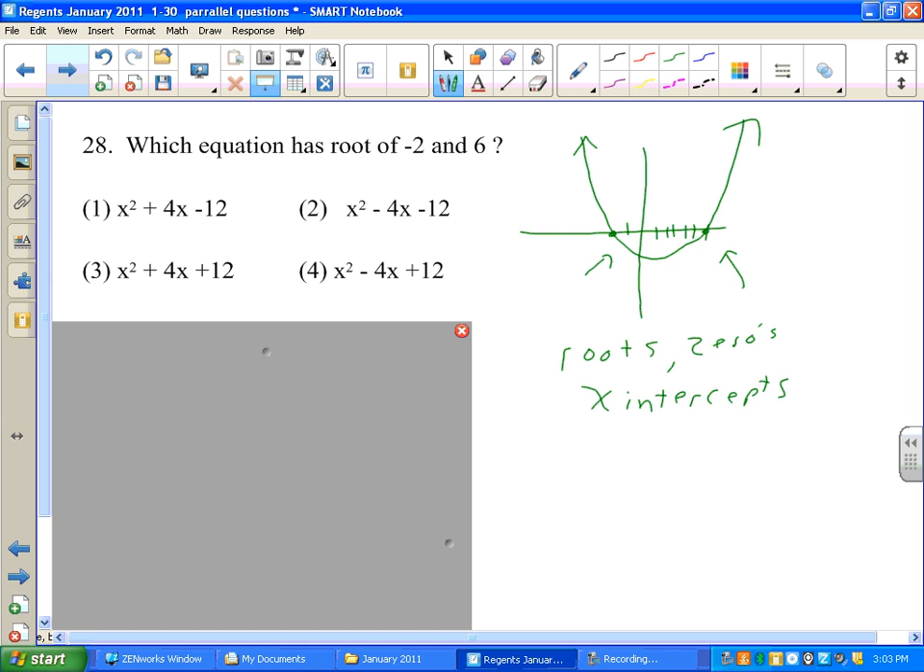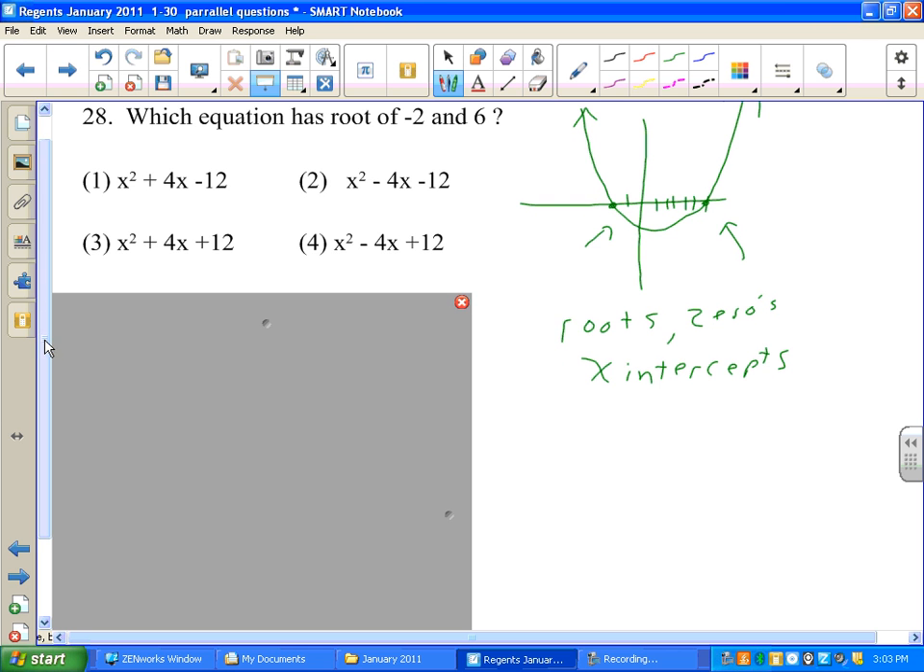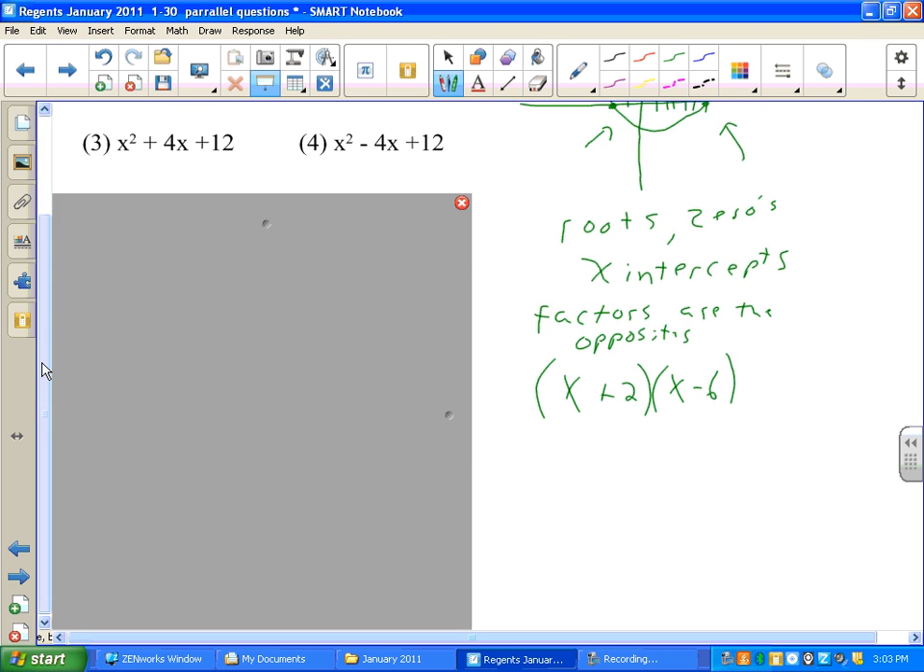However, the factors are the opposites. And I don't mean reciprocals, I mean the opposites. So the opposite of -2 is +2. The opposite of 6 is -6. So those are the factors. What's the big deal there?